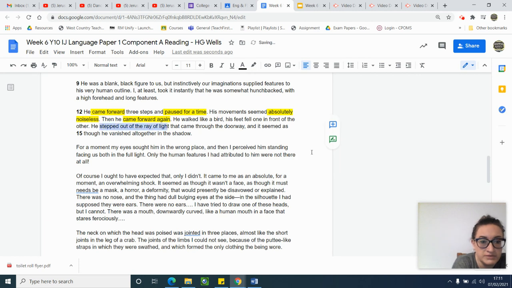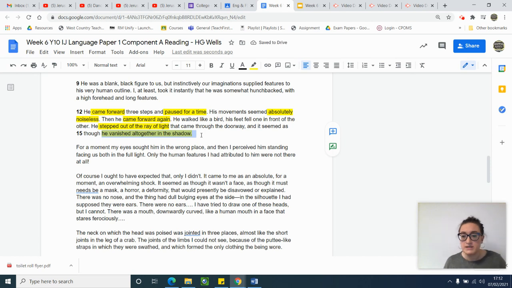Oh no, sorry, I've misread that. That happens sometimes. Stepped out of the ray of light. He's actually hiding himself further there if he's stepping out of the ray of light. I thought he stepped into the ray of light. And again, he vanished altogether in the shadow. So all of this darkness and mystery is really creating tension.